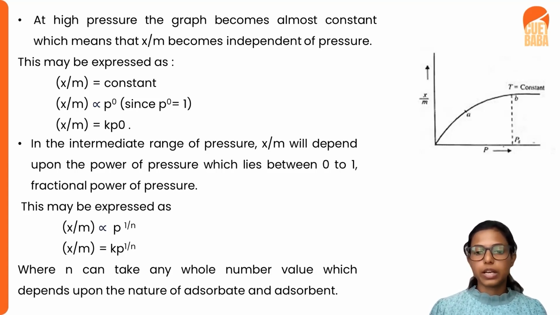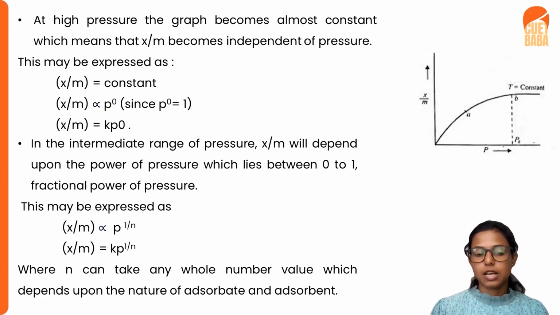In the intermediate range of pressure, that is between the points A and B, X by M will depend upon the power of pressure to some extent. At low pressure, the adsorption will be directly proportional to pressure, and at high pressure, the mass of the adsorbate adsorbed will be independent of pressure. So in the intermediate range, the power of pressure will lie between 0 and 1. It is a fractional power. It will be proportional to some fractional power of pressure.